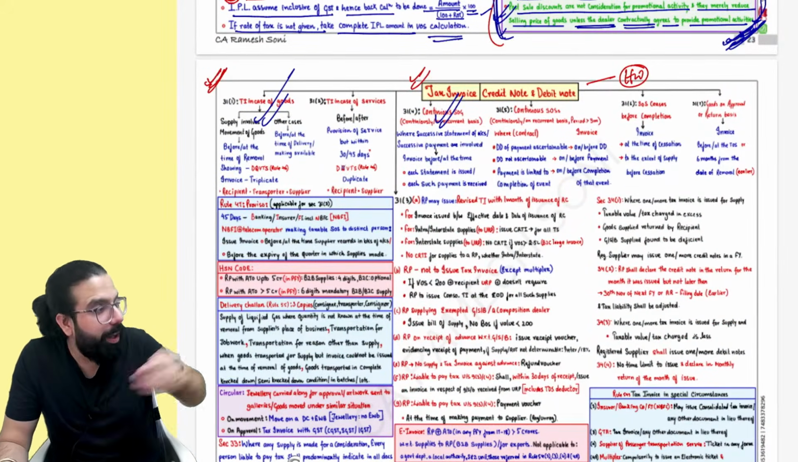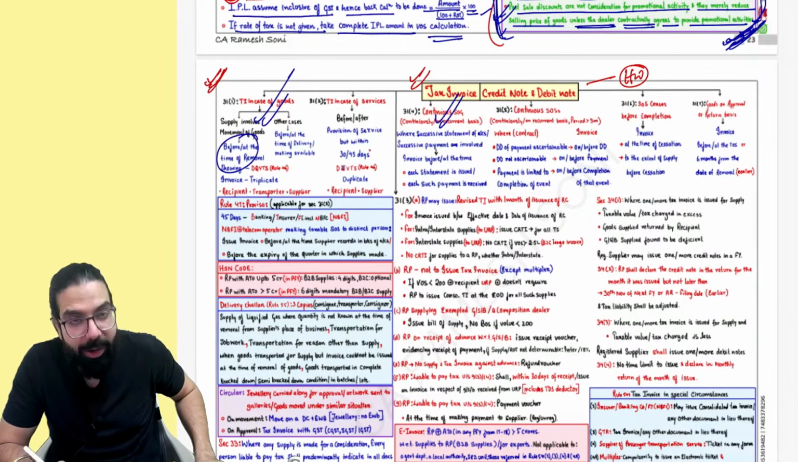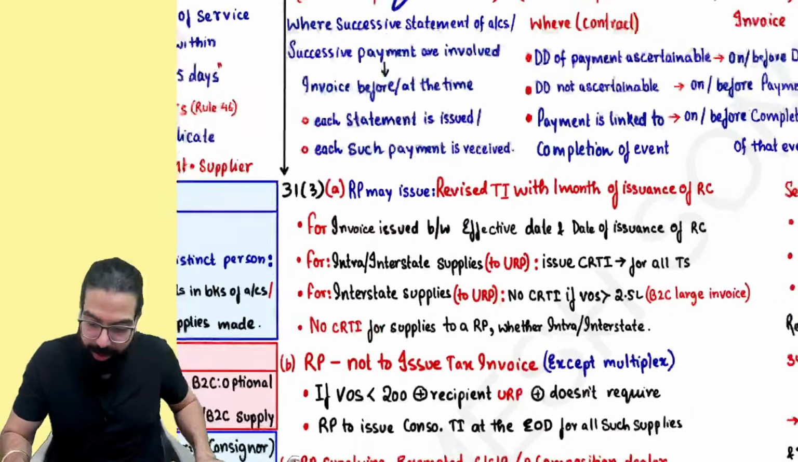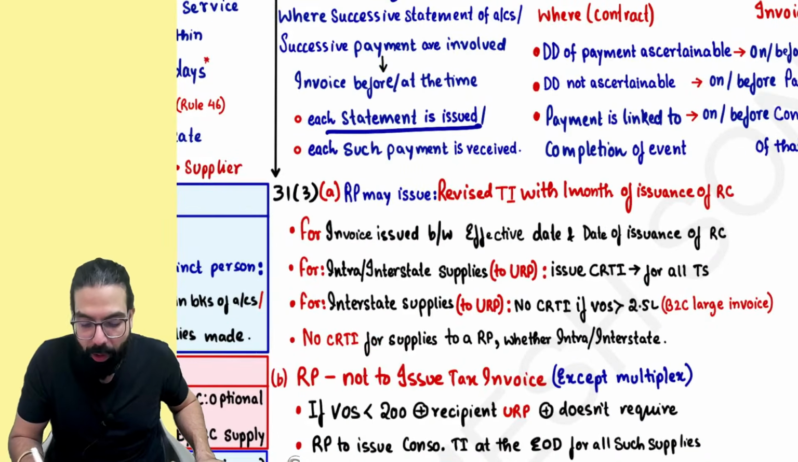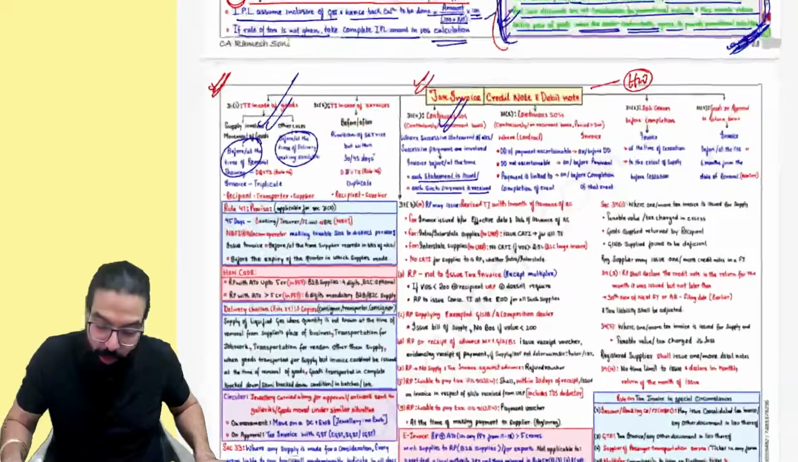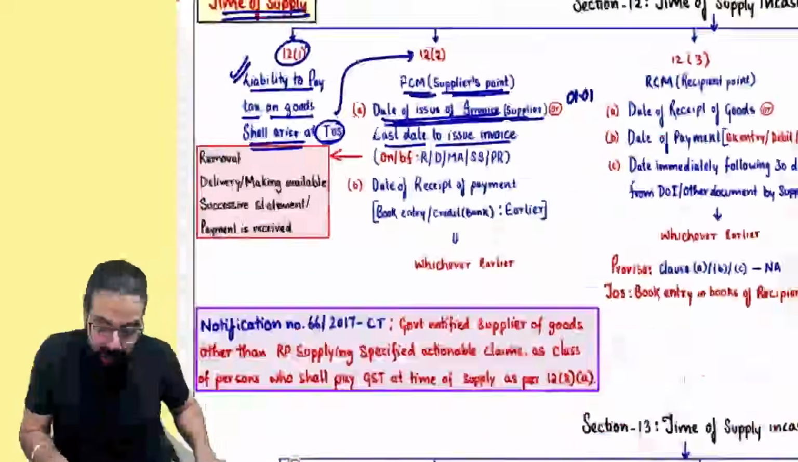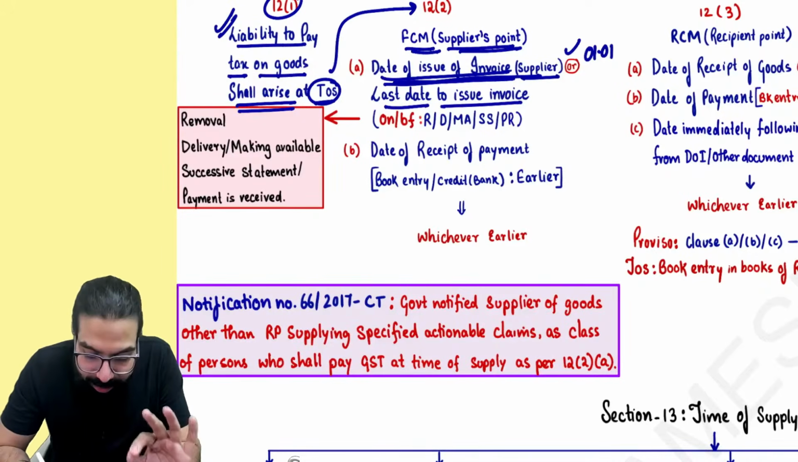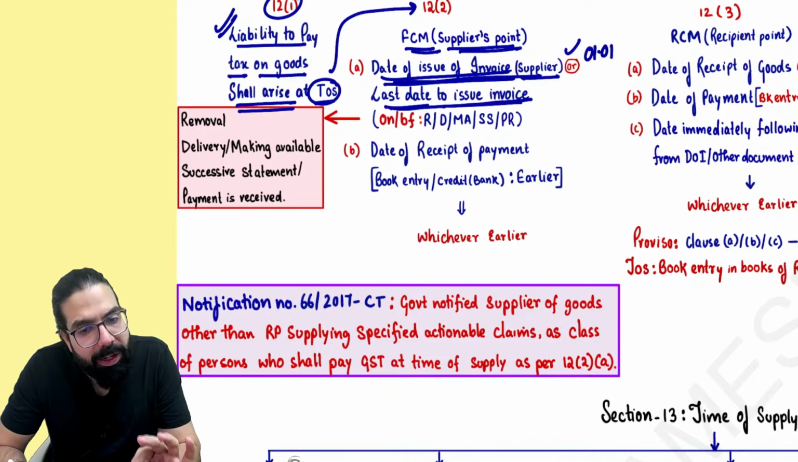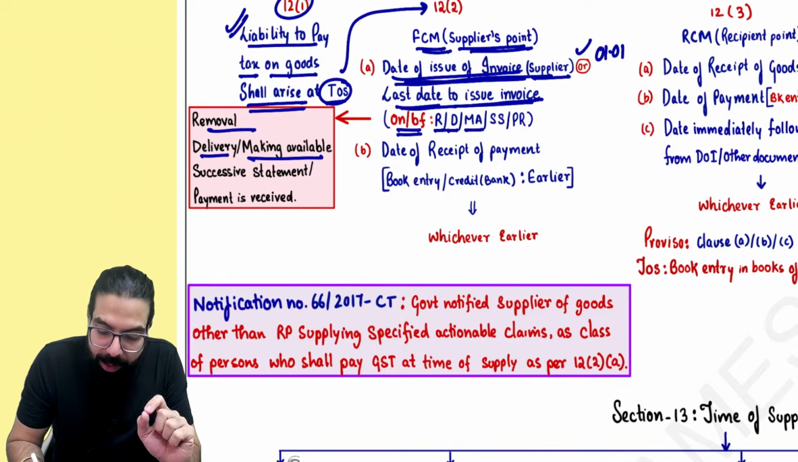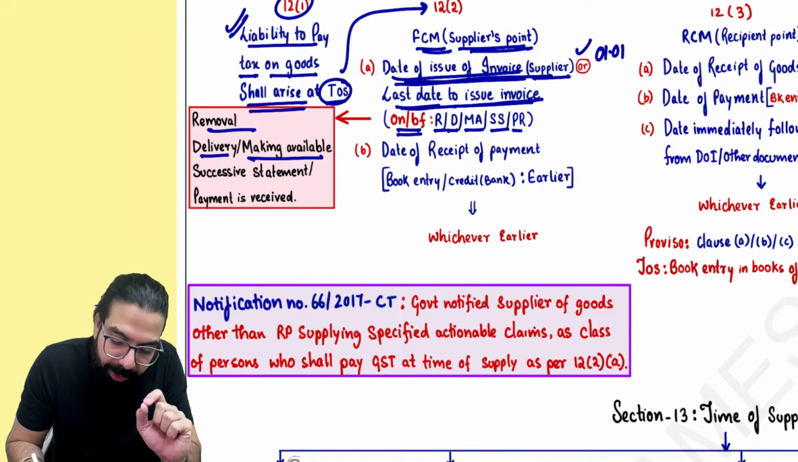Yes, sir. If goods are moving, then on or before removal. Yes, sir. We had learned over here. If not moving, then at the time of delivery or making available. Continuous supply of goods, if statement is given, before or at the time of e-statement. If statement is not given, then whenever payment is received. Yes. So the same thing I have written over here, saying, sir, in case you are a supplier of goods, the day you issue the invoice or the last day to issue the invoice. Sir, what is the meaning of last day to issue the invoice? It says on or before removal, delivery, making available. If it is a continuous supply of goods, whenever successive statement or the payment is received.